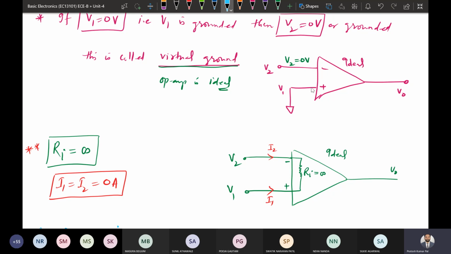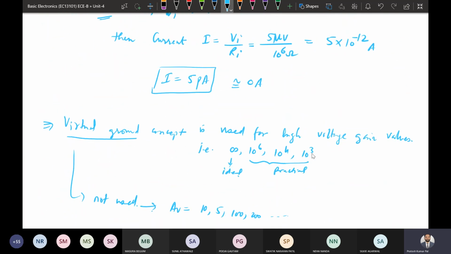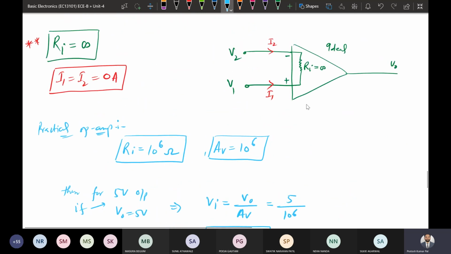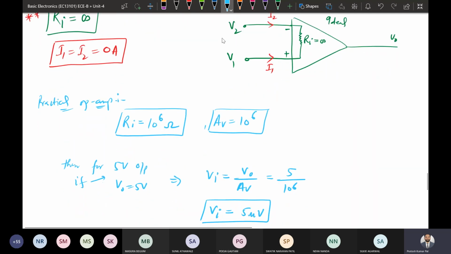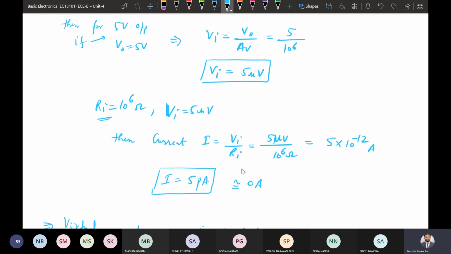And this similar concept can also be used for the practical case, up to the case where the gain is up to 10 power 3, where we will consider virtual ground. Also, the current flowing through these terminals will be equal to 0. Even in a practical one, the current is very small. That's why we consider the current flowing through the input terminals of the operational amplifier to always be 0. We will not consider input current to these terminals. So this was the basic concept of operational amplifiers.